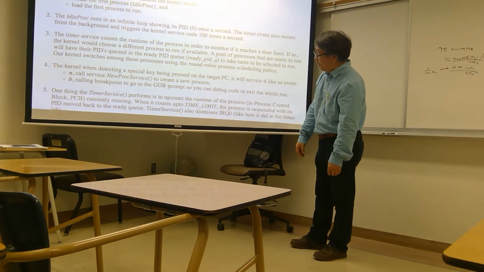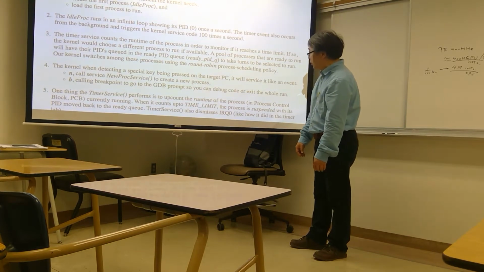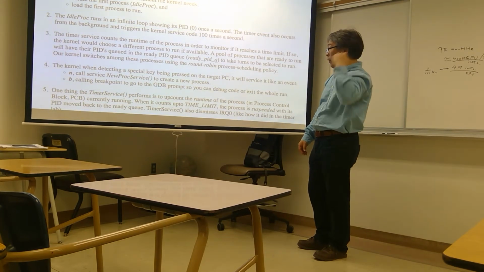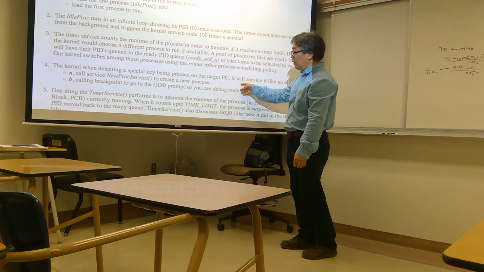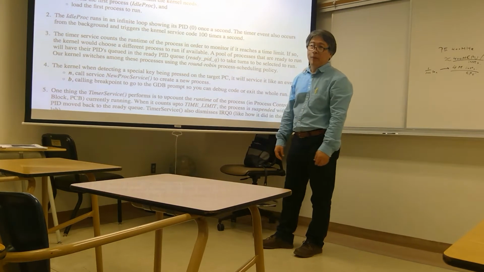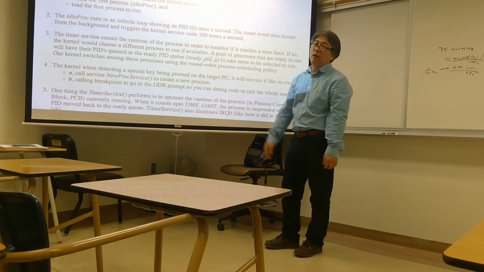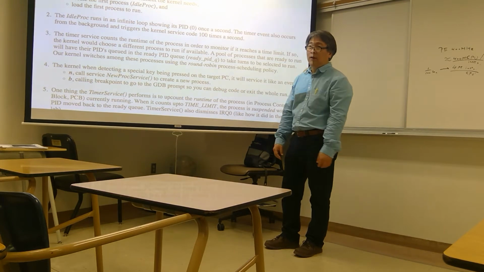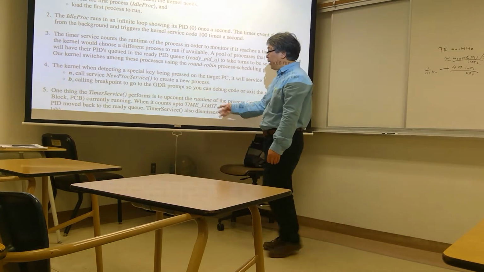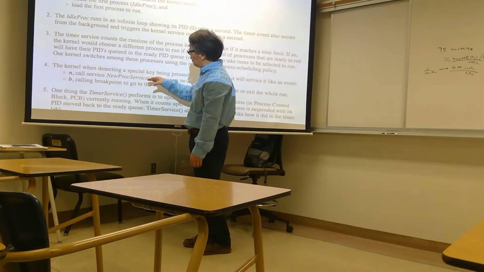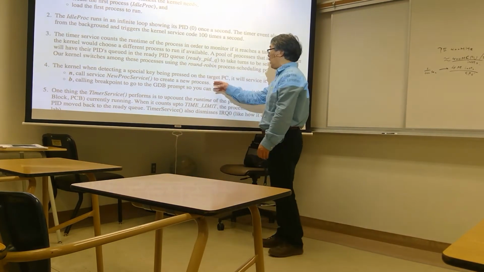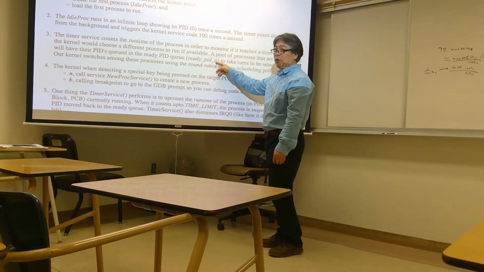Number 4, when the kernel detects a special key being pressed on the target PC, it will service it like an event. We're going to have 2 keys polled in the kernel code: one is the N key, one is the B key. You can poll a key in the timer lab by console KB hit. If it's true, then console get char, you can get a key from the sample in sample.c. And if it's the N key, the kernel code can call this subroutine, new proc service, to create a new process. And the new process has its PID queued here in the ready-to-run PID queue.